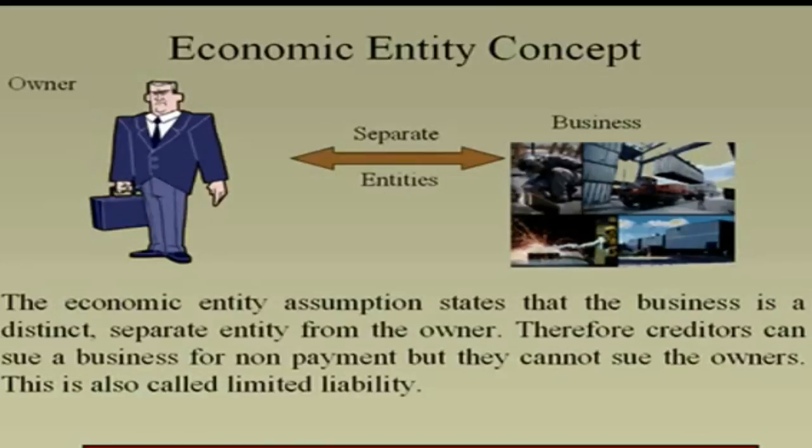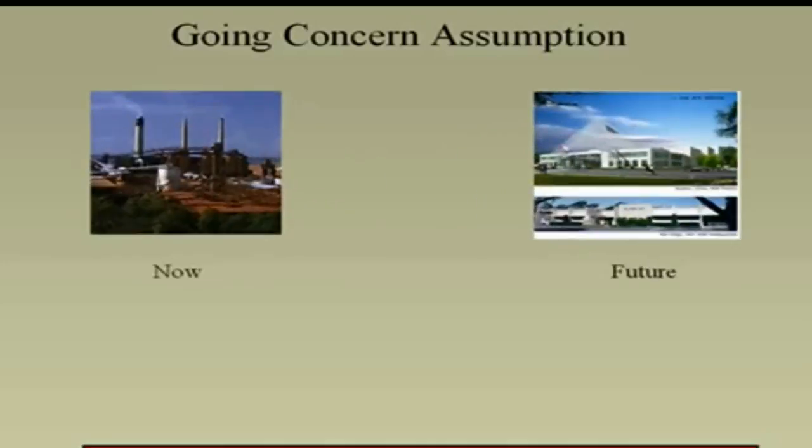So it's important. So let's go on to the next one, the going concern. The going concern assumption states that the business will continue in operation long enough to carry out its existing objectives. That means into the foreseeable future. So if a business is described as a going concern, that's good. It means it's expected to continue into the foreseeable future.